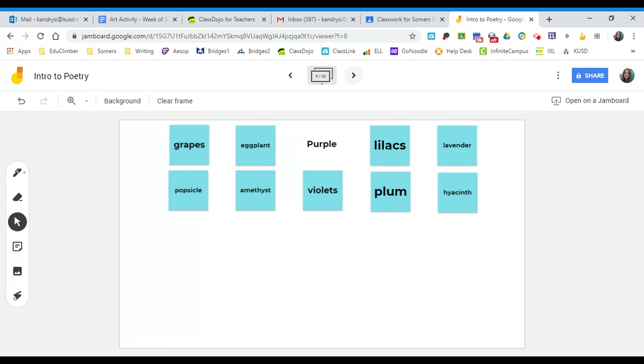So one way you could start out is pick your favorite color, or any color if you want, and brainstorm some things that are that same color. So I thought of grapes can be purple, eggplant, lilacs, lavender, hyacinth, plum, violets, amethyst, popsicles, like a grape popsicle. Then I tried to think of words that rhymed with a lot of these, but these are kind of tricky to rhyme with.